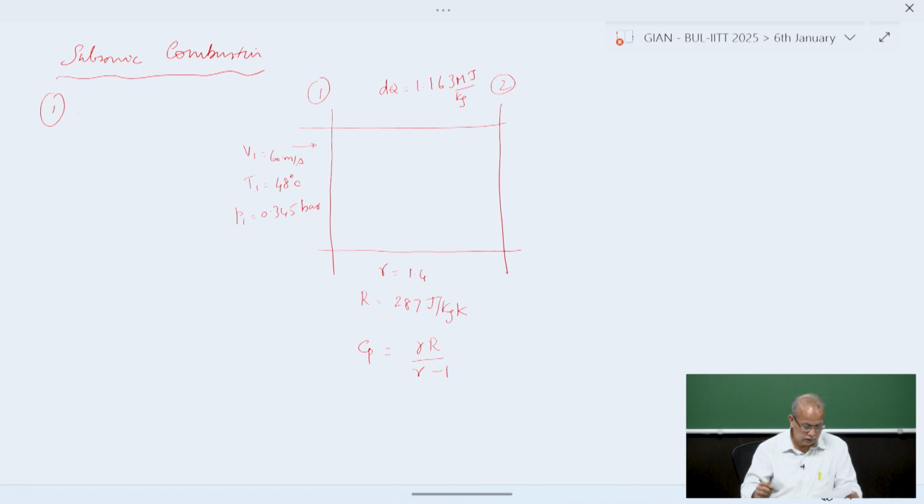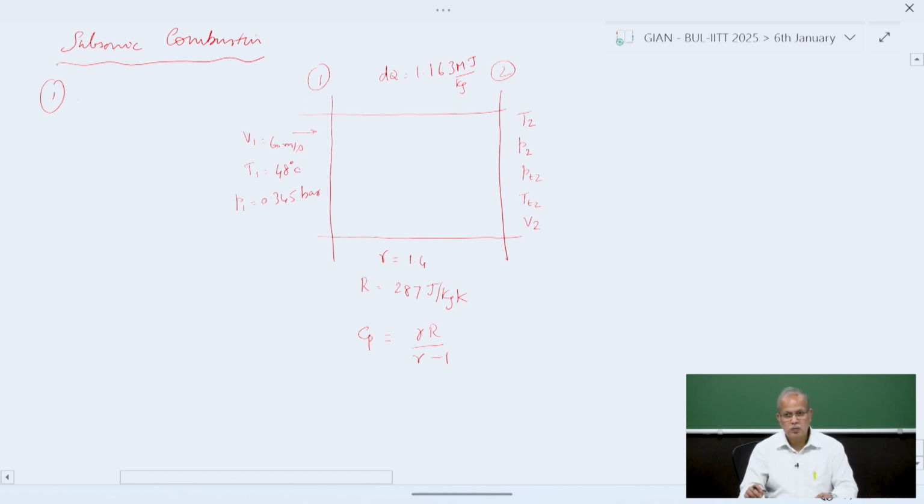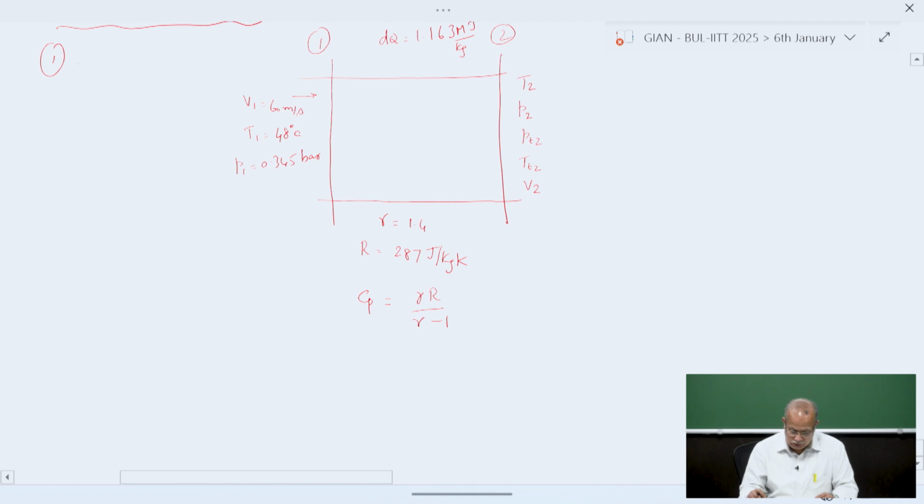Now we are asked to calculate the properties at the exit. There are two parts. Part number 1 is to calculate the static temperature T2, static pressure P2, stagnation pressure PT2, stagnation temperature TT2, and velocity V2 at the exit of the combustion chamber. Okay, so how will we proceed?